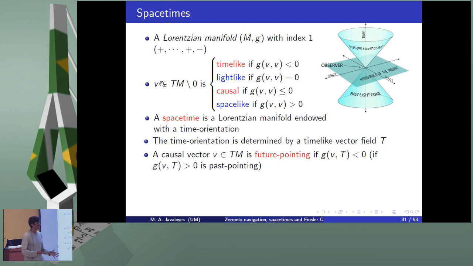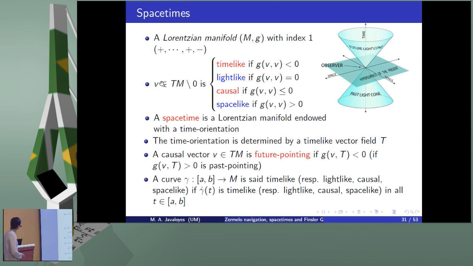And a spacetime is a Lorentzian manifold together with a time orientation. A time orientation is to choose one of the two cones here. There are two cones. We have to choose one of them, and that's the same as to say that g(v, T) is less than 0. So when we have a curve in a manifold, we say that it's time-like when all the tangent vectors are time-like, light-like, causal, space-like, and so on.